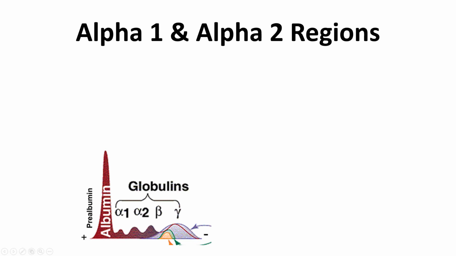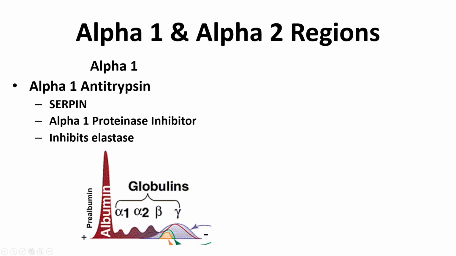And in the alpha-1 and alpha-2 regions, in alpha-1, we have alpha-1 antitrypsin. It's a serpin, a serine proteinase inhibitor. It's also called alpha-1 proteinase inhibitor, and it specifically inhibits human neutrophil elastase. So its target is to make sure that neutrophil elastase is controlled. When neutrophils die, and they don't live very long, maybe about a day, they release their enzyme, and you wouldn't want that degrading away your tissues and attacking stuff.